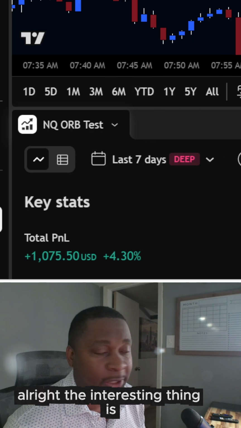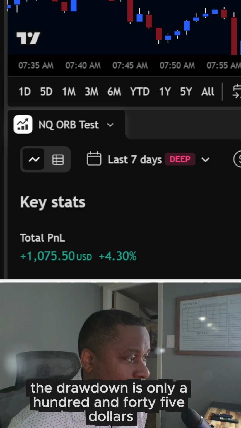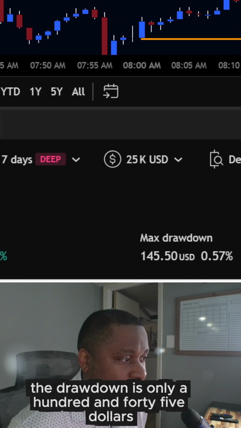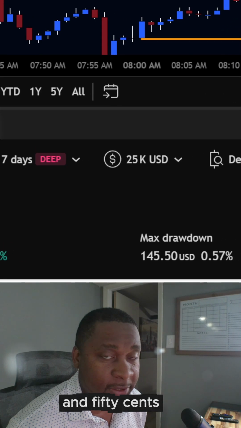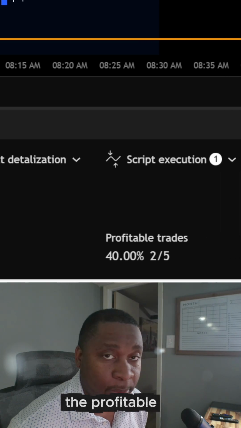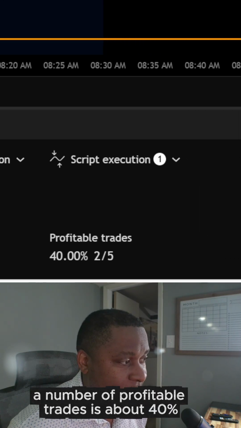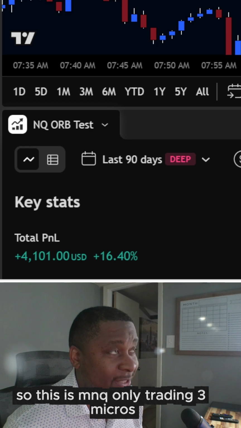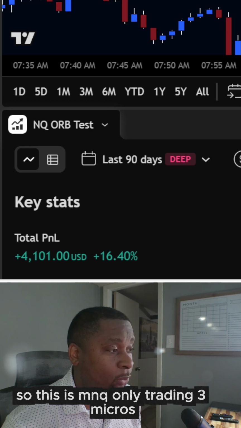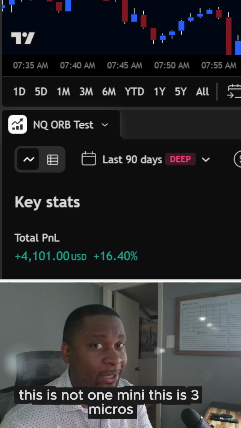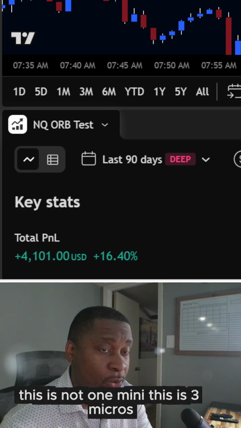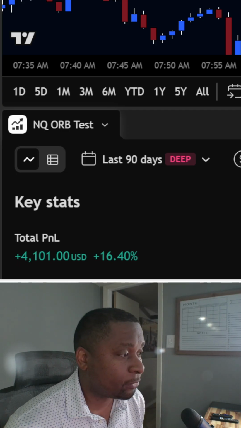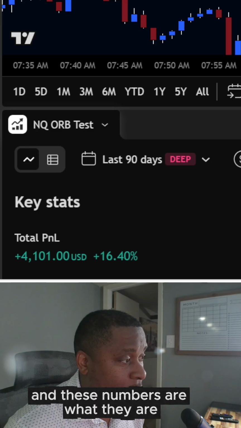All right. The interesting thing is, look at the drawdown. The drawdown is only $145.50. The number of profitable trades is about 40%. This is only trading 3 micros. So this is MNQ only trading 3 micros. This is not 1 mini. This is 3 micros. So that's $6 per point. And these numbers are what they are.